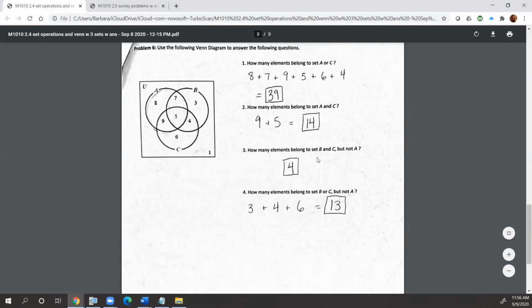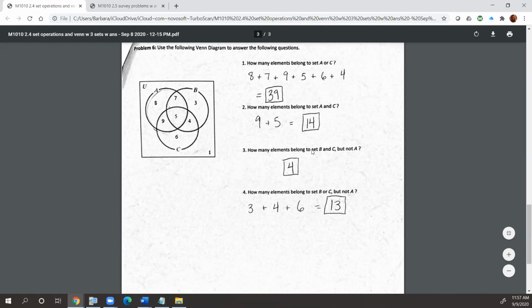How many elements belong to set B and C but not A? So what's common to B and C is 9 elements, but not in A. So we want to rule out the 5, and we have 4 left that are in B and C, but not in A.